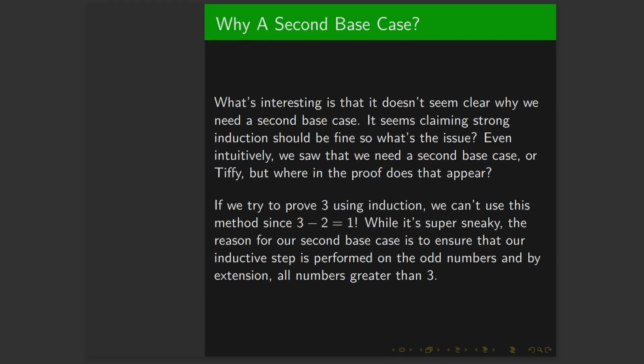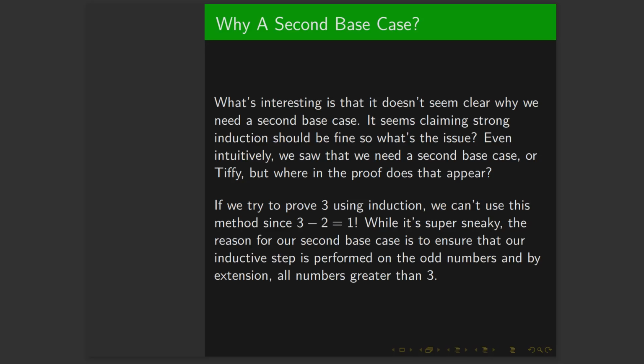So the question here is, why a second base case? It's really weird because when you look at the proof, it doesn't actually seem like we would ever need a second base case. So you could just be like, okay, can we just prove one base case and use strong induction? But intuitively, we know that we need Tiffy to jump on the odd numbers. So we're like, what's happening here?